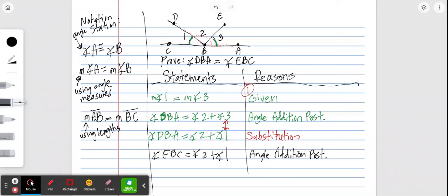Okay. Now that I've got the angle addition postulate and I have these two statements, because angle DBA equals 2 plus 1 and angle EBC equals 2 plus 1, I can say that angle DBA equals angle EBC. Now this one's weird. The reason I can say that is because of the transitive property. Yay. And then we can do that little box.